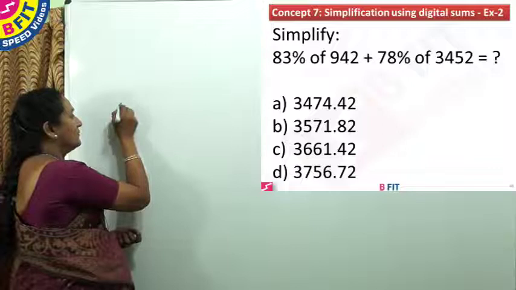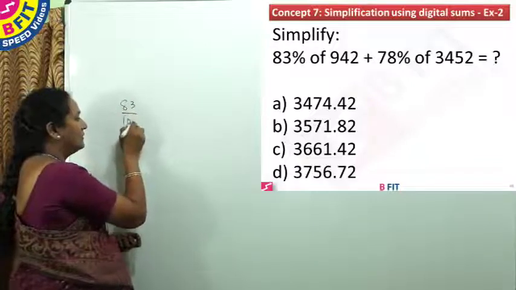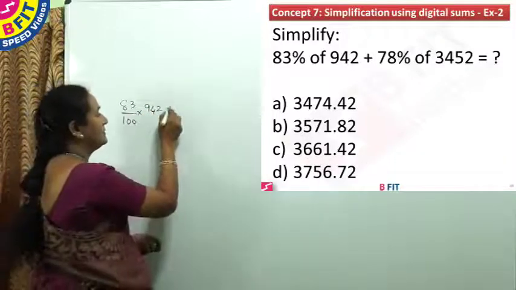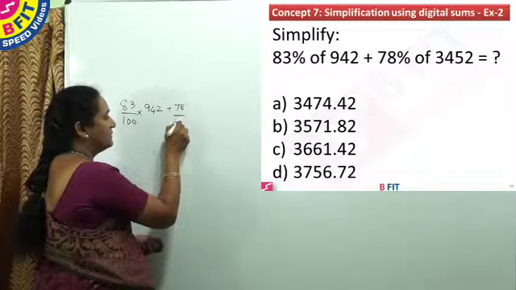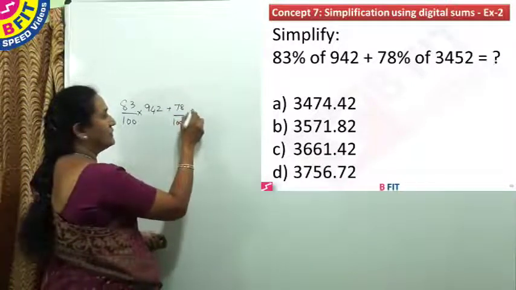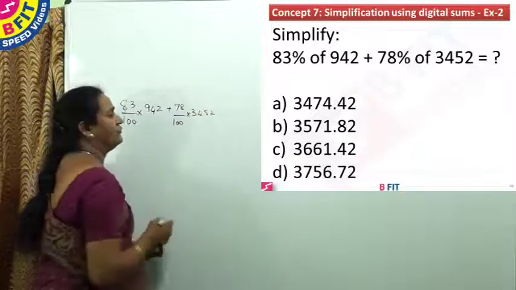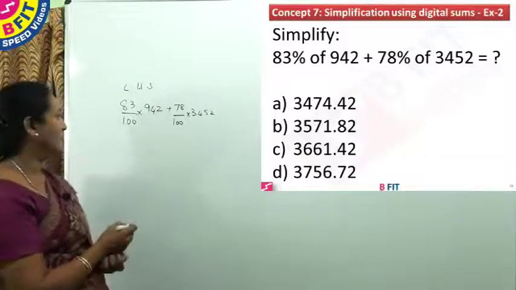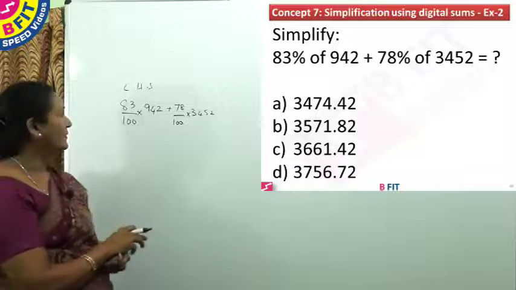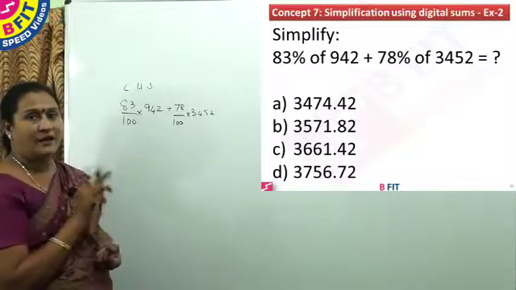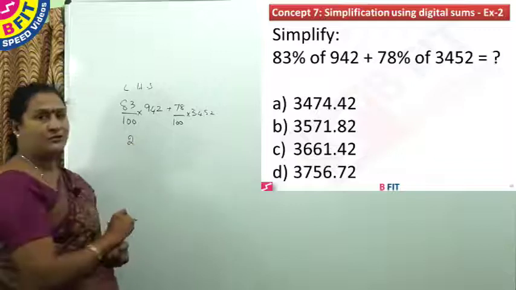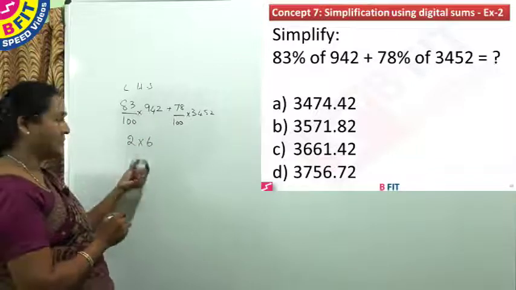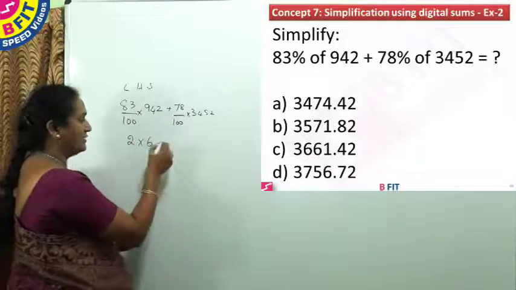The question is, so 83% of 942 plus 78% of 3452. So we will find the digital sum of the left hand side. That is the question given. So we can omit these denominators. So what will be the sum for 8 and 3? It is 11. So 11 when added it is 2. And here leaving this 9, 4 plus 2 is 6. So what is 6 into 2? We'll do this in the next step.